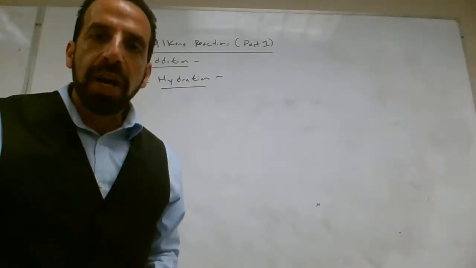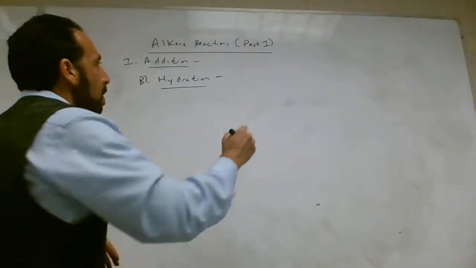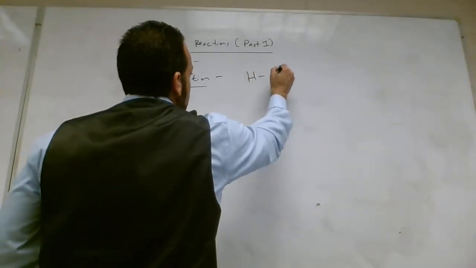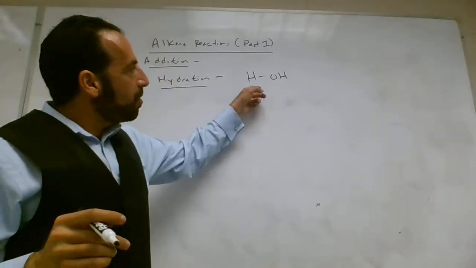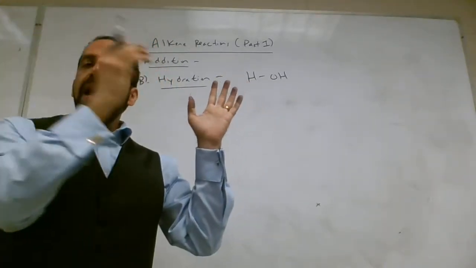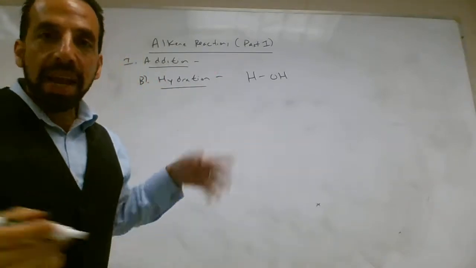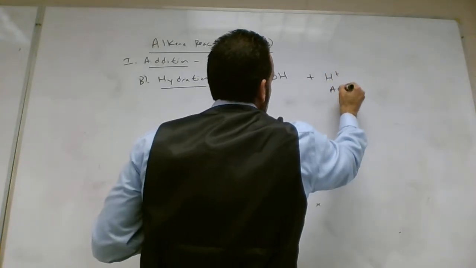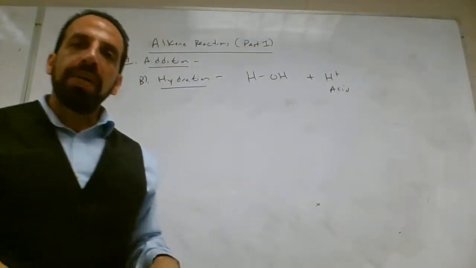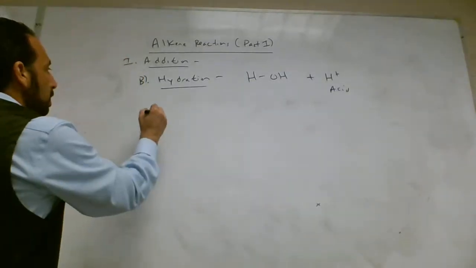We're going to look at hydration. So hydration basically means now I'm going to add water. I'm going to draw it like this. Oftentimes when I draw water, I'll draw hydrogen and the OH. I'm going to add hydrogen on one end, OH on the other. Again, we need a catalyst. When I write H plus, it means this is an acid catalyzed reaction. So let's go into a reaction here.